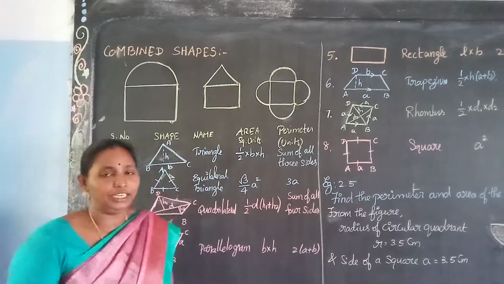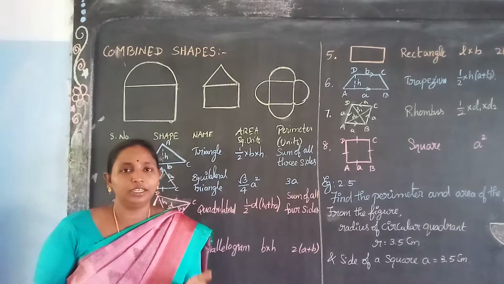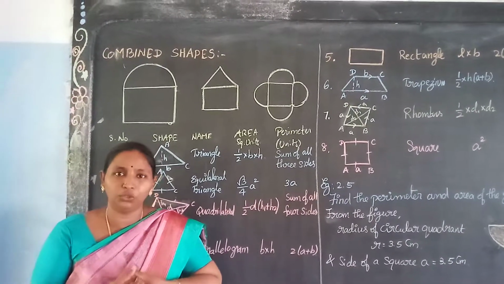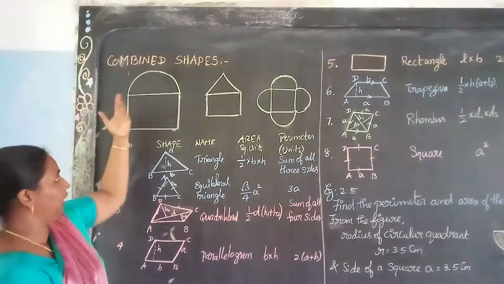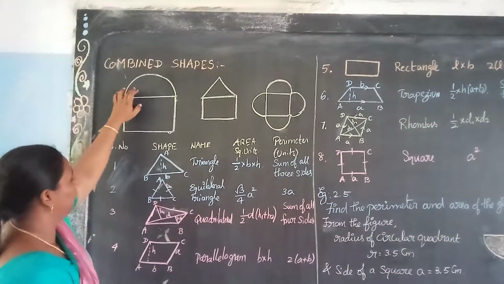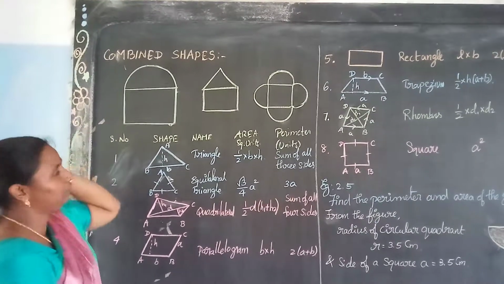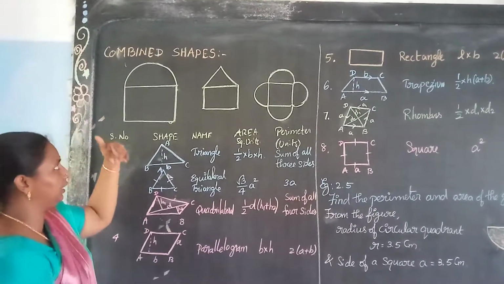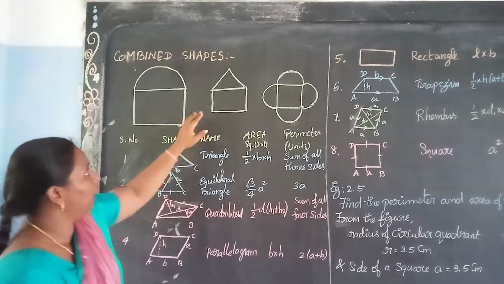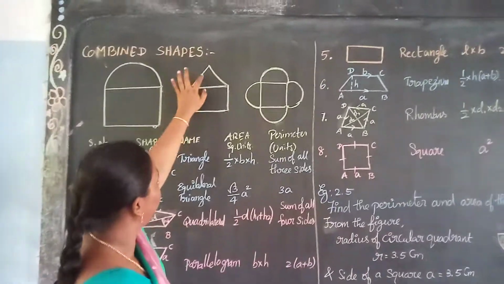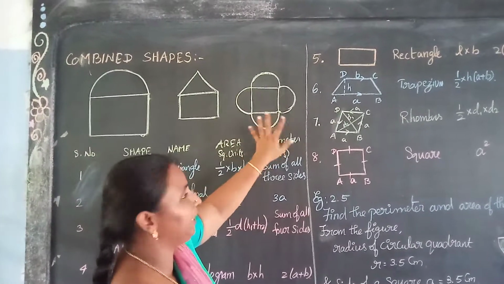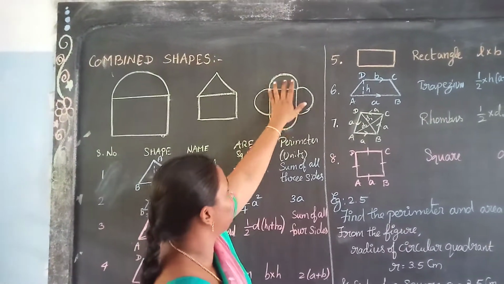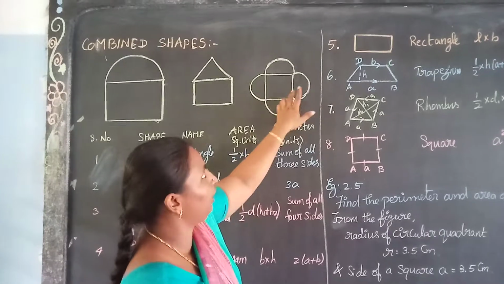So in our daily life you can see many shapes, some of which are combined together. If you take a window, it is a combination of a square with a rectangle, or a semicircle with a square, a semicircle with a rectangle, like that. Here is one combined shape I have given: a triangle with a rectangle. This is like an invitation card, with semicircles on the sides of a square.